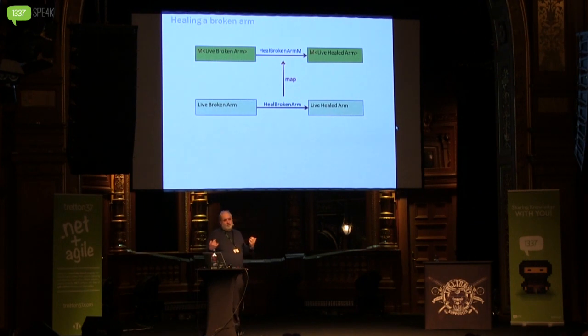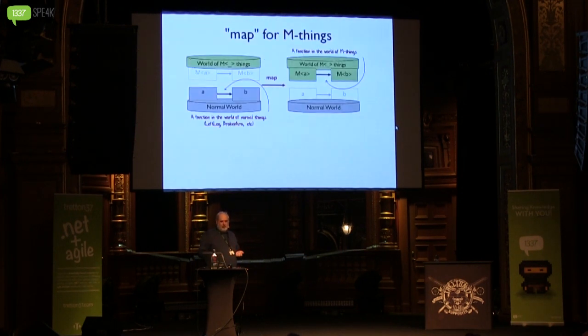That is where map comes in. So if you hear about map in functional programming, all that map does is turn one kind of function into another kind of function. And here's a kind of complicated diagram, unfortunately. Trying to explain this in pictures is quite hard. But on the left-hand side, what you see is basically the normal world of normal things, and then there's the world of M things above it.